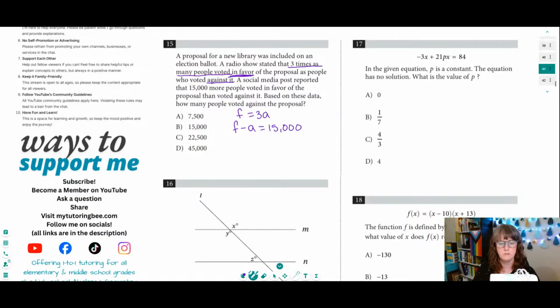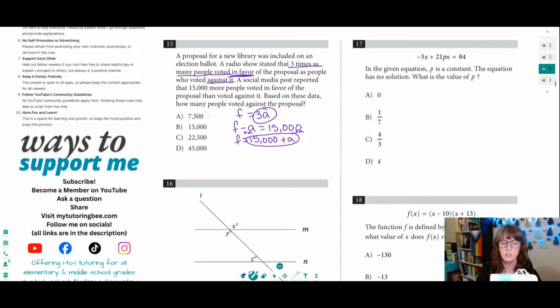And I might even go ahead and do that, because that would give me this equation in terms of F. I just added A to both sides of this equation to get this. So now F equals 3A and F equals 15,000 plus A. These two expressions are equal to each other.